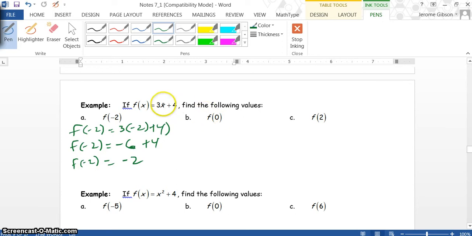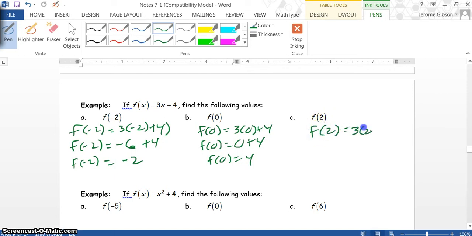Now we go here to 0. We take the same function and substitute in 0 for x. So f of 0 is equal to 3 times 0 plus 4, which is 0 plus 4. And f of 0 is 4. Now we go to f of 2. So f of 2 is equal to 3 times 2 plus 4, which is 6 plus 4. And f of 2 is equal to 10.